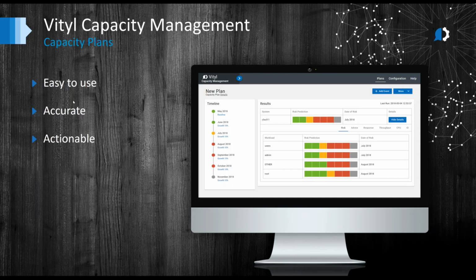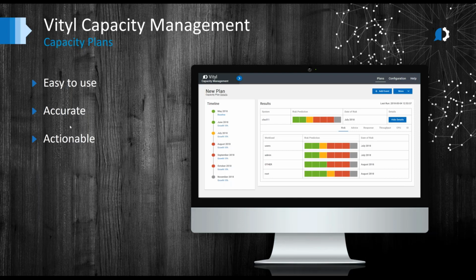You can see which workloads are showing risk, and then it will give you prescriptive advice of, okay, you need to upgrade your CPU. You can move forward with those actions, plug it into the plan, and see how the results take effect. It might show that you need to also increase your throughput, and so you can go forward with those plans. So that's just a brief glimpse into our product, Vityl Capacity Management.